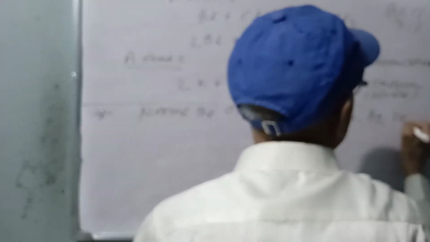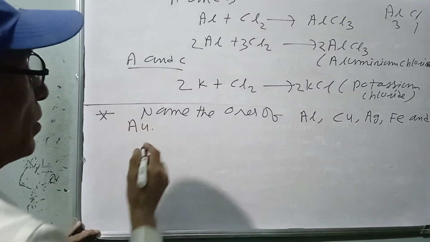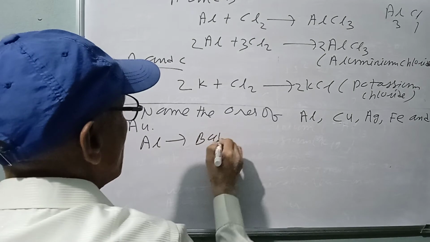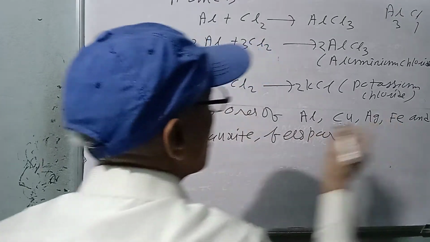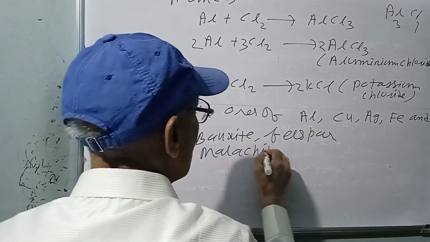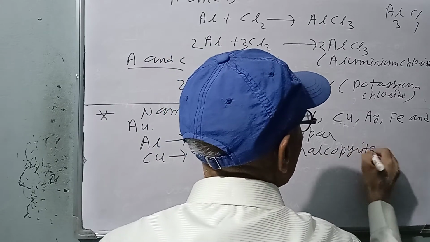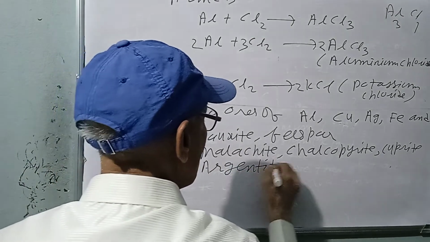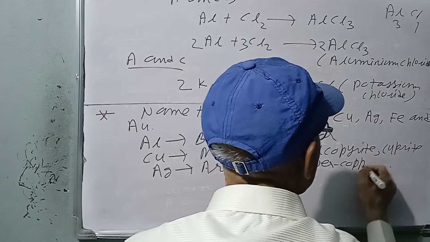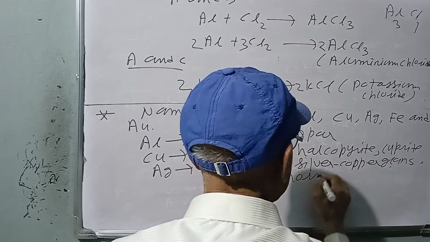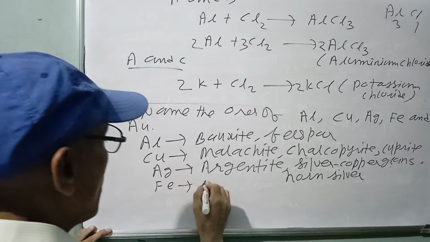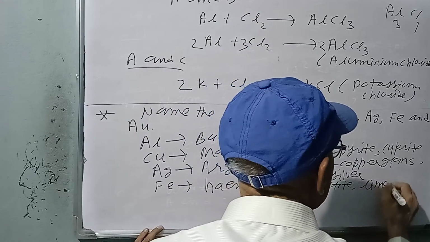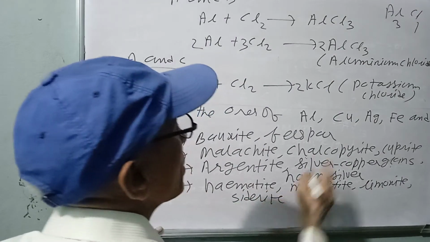copper, silver, iron and gold. Can you name them? Aluminium ores: bauxite, feldspar. Copper ores: malachite, chalcopyrite, cuprite. Silver ores: argentite, silver copper glance, horn silver. Iron ores: hematite, magnetite, limonite and siderite.